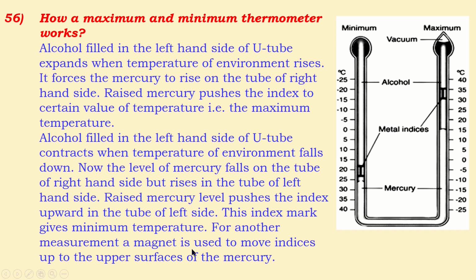For another measurement, a magnet is used to move indices up to the upper surface of the mercury. What it means? It means this index is left at the upper side, that has to be pulled down to the surface of the mercury, and that can be done by using a magnet. And in both the sides we can pull down the index up to the mercury level.